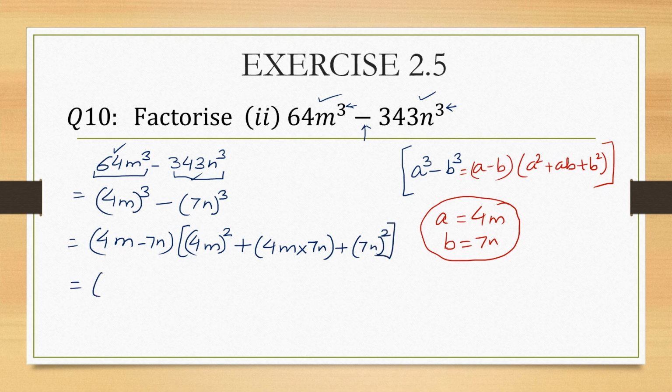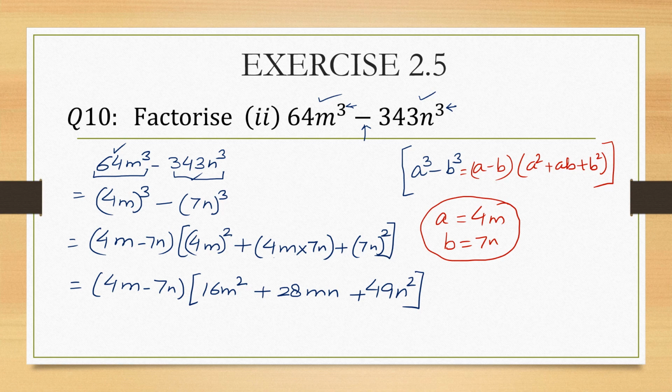Now let's simplify it further. So we have 4m minus 7n, and 4m whole square can be written as 16m square. On multiplying 4m and 7n, we will get 28mn, and 7n whole square can be written as 49n square. So this is the way we have factorized 64m cube minus 343n cube.